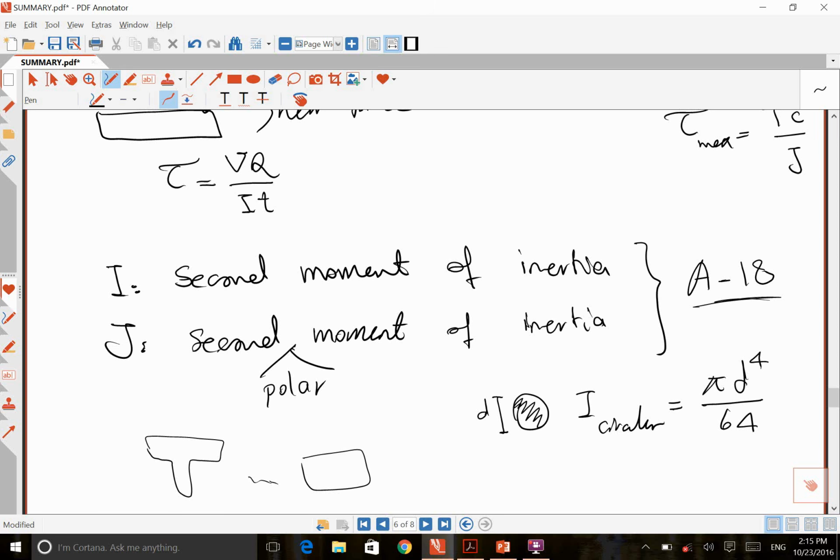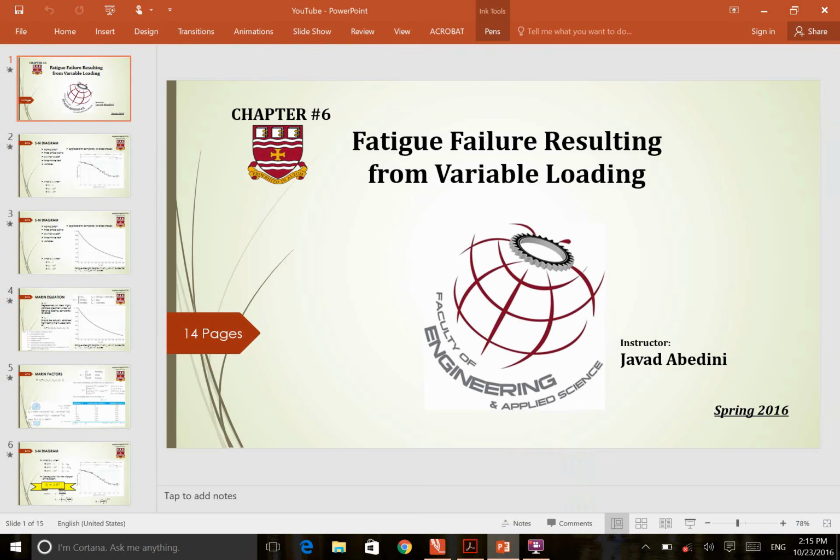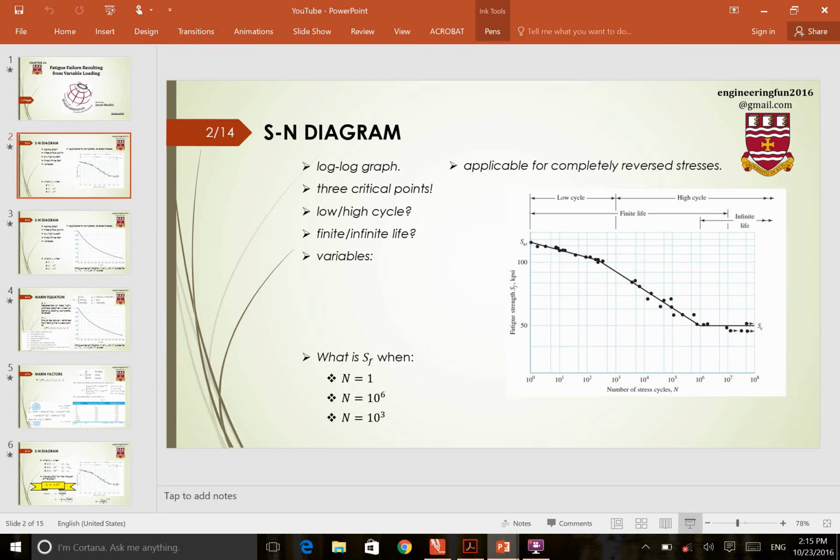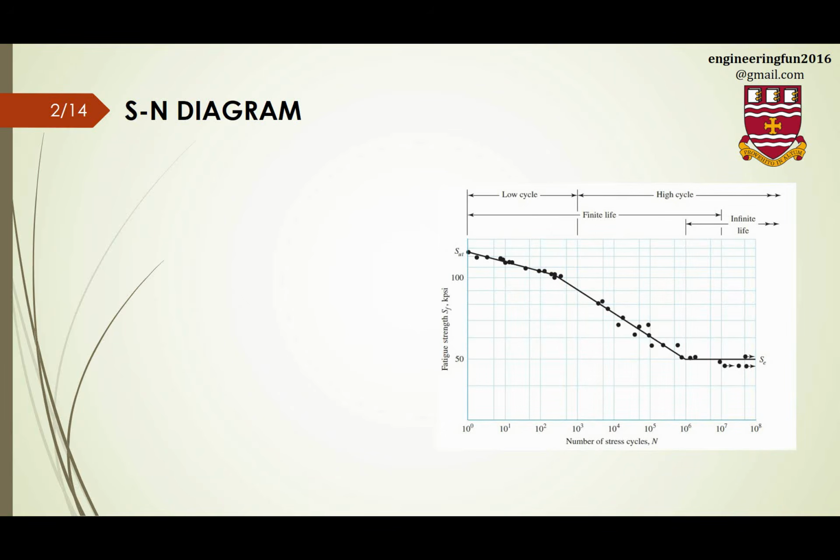Now we can go to chapter 6 and see what this chapter is about. It's about fatigue failure resulting from variable loading. The first and important part of this chapter is the SN diagram. The SN diagram is a log-log graph. On the vertical axis, we have fatigue strength, log of SF, and on the horizontal one, we have number of cycles, log of N. This is valid for a completely reversed stress scenario. I'm going to talk about this one down the road.